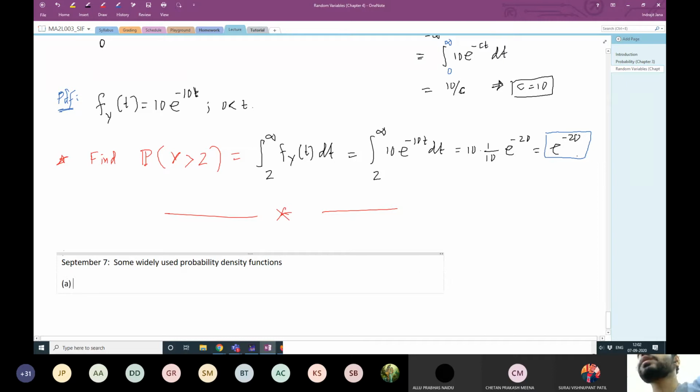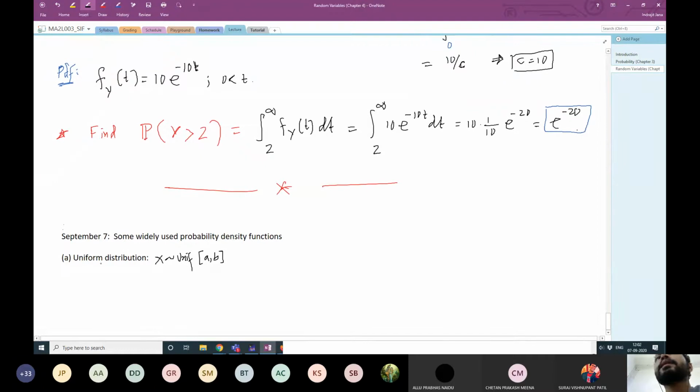The first one is the uniform distribution. We write that X follows a uniform distribution in the interval A to B, and the PDF of this distribution, the probability density function, is given by f_X(x), which is 1 over b minus a, for x between a and b. The graph of this PDF looks like this.